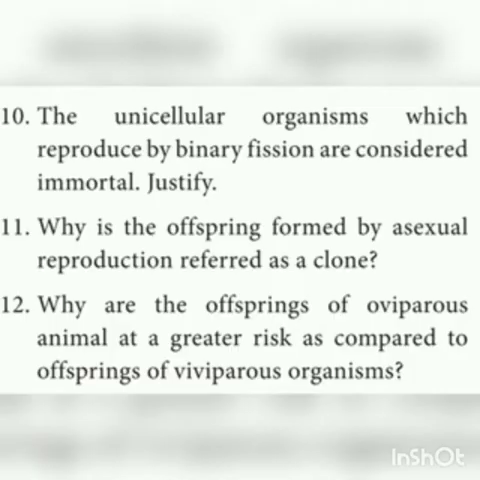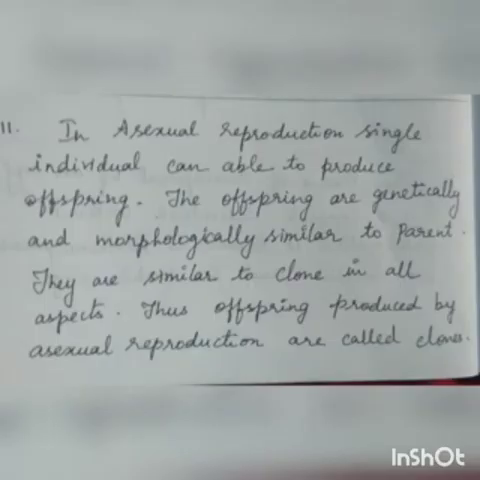And 11th one, why is the offspring produced by asexual reproduction referred to as a clone? Because asexual reproduction involves a single parent. A single individual can produce the offspring in asexual reproduction. So these offspring are genetically and morphologically similar to the parent. They are similar to a clone in all aspects. Thus, offspring produced by asexual reproduction are called clones.